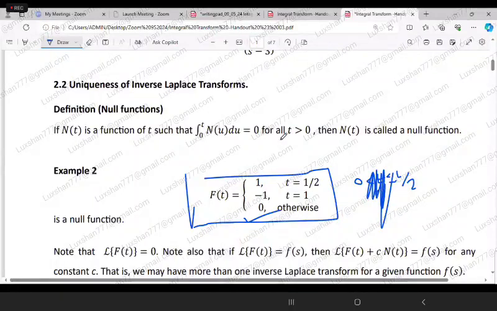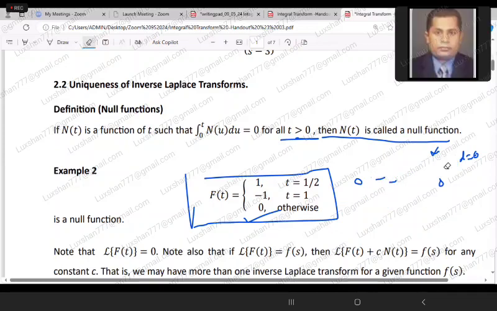mu du equals 0 for all t greater than 0. Then we call this a null function. Okay. So actually we saw that 0 to infinity, but actually the function I gave, this is the correct function. The function that I gave last time was not the real null function. Okay, so this is correct.